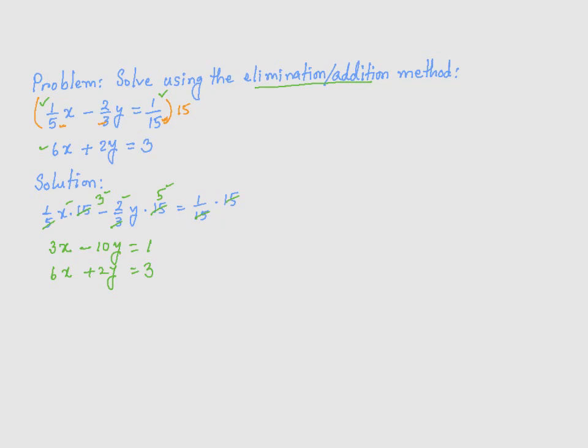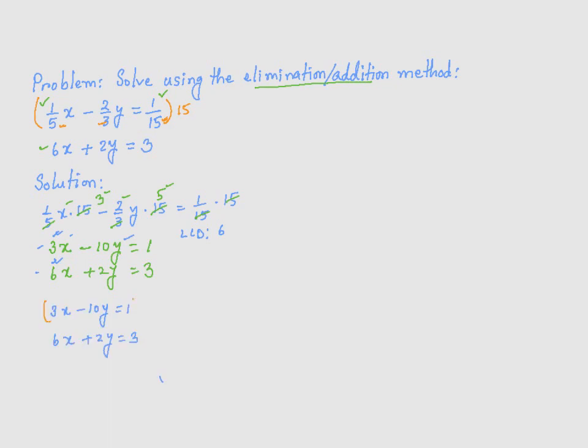So let's say we want to solve for y, so we want to get rid of x. We look at the coefficients of x, which are 3 and 6. The LCD of 3 and 6 is, by the way, 6. So I'm going to make one of the coefficients of x positive 6, the other one negative 6. To do so, I have to multiply the first equation by 2, let's say. Then I'll multiply the second one by negative 1.